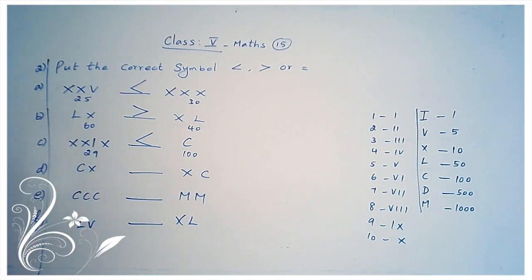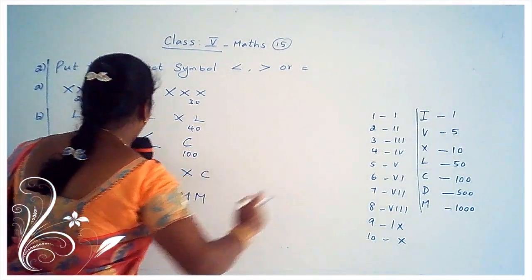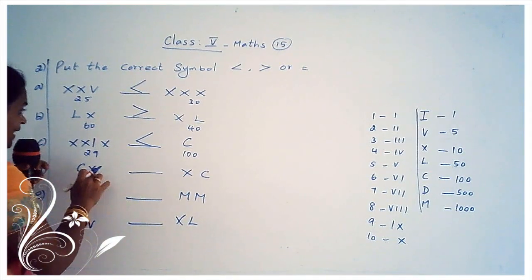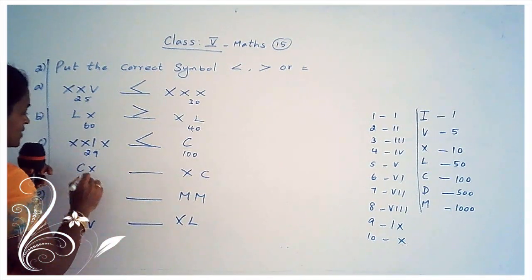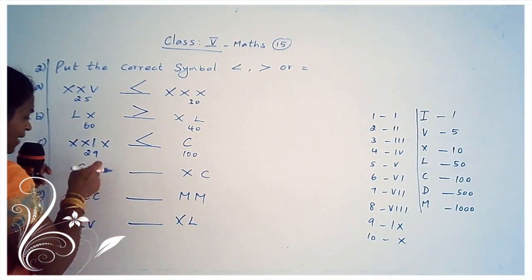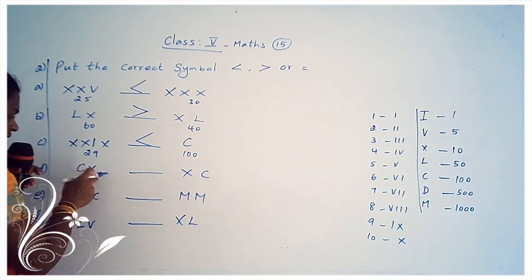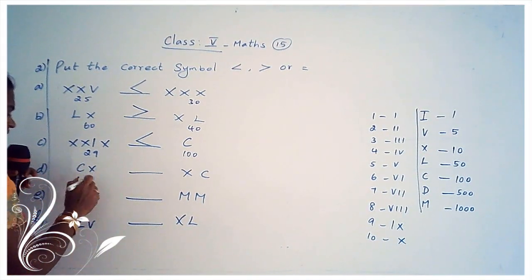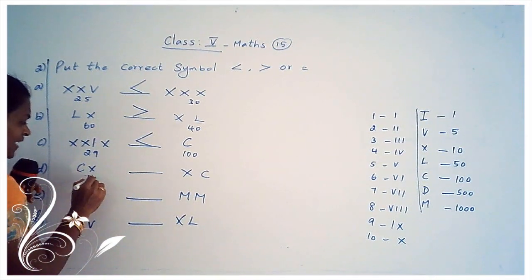CX stands for 100 and X stands for 10. Here X is written after the large number, so it is to be added. So 100 plus 10 is equal to 110.